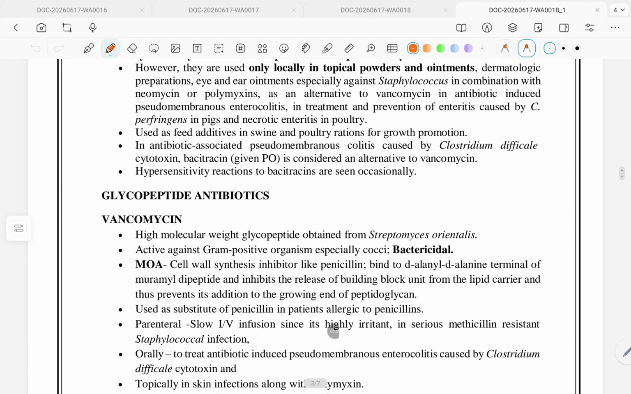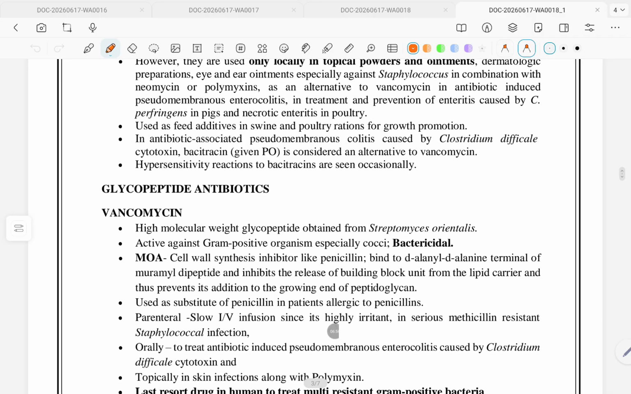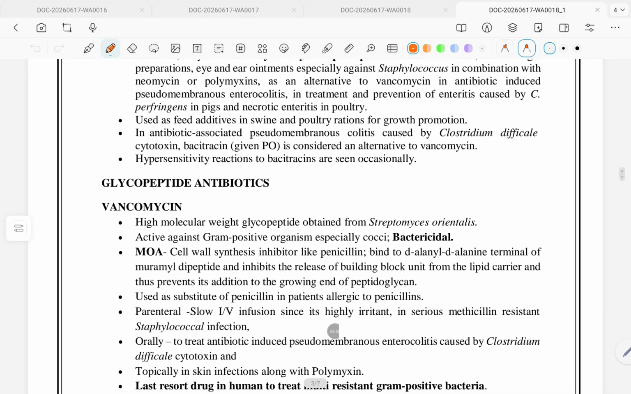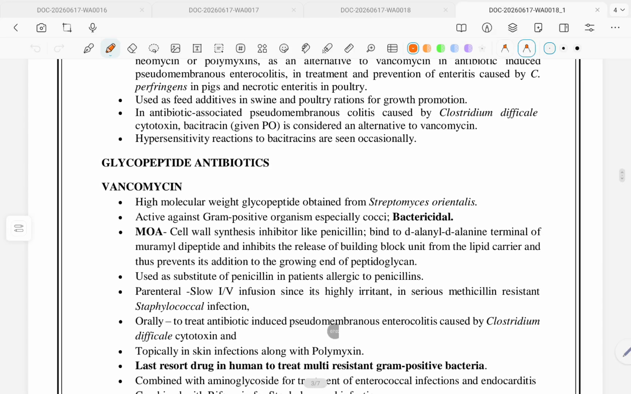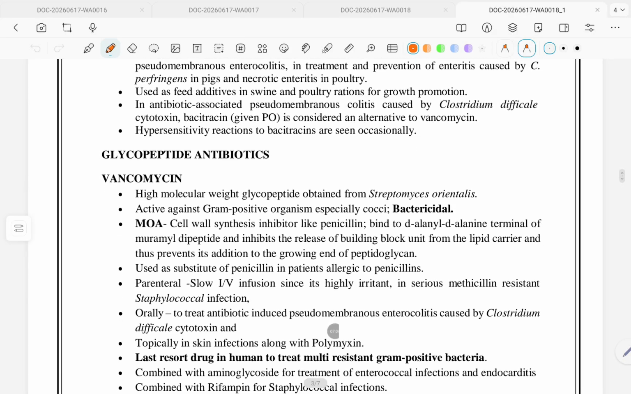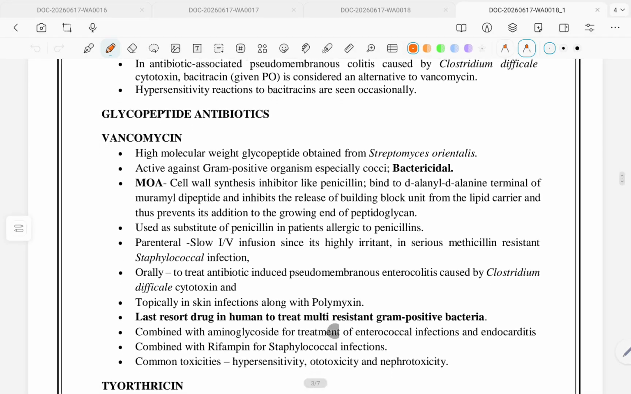In antibiotic-associated pseudomembranous colitis caused by Clostridium difficile cytotoxin, bacitracin given PO is considered an alternative to vancomycin. Hypersensitivity reactions to bacitracin are seen occasionally.